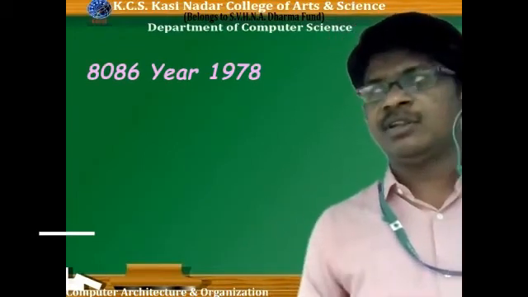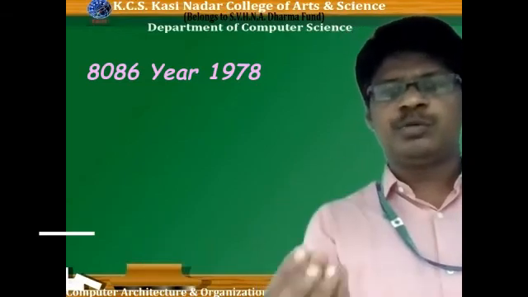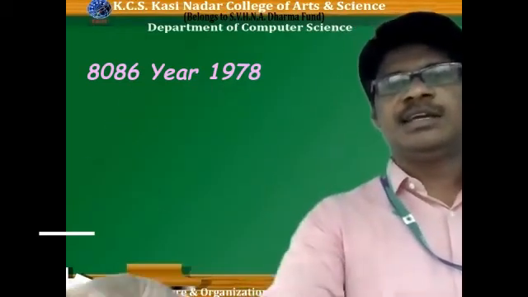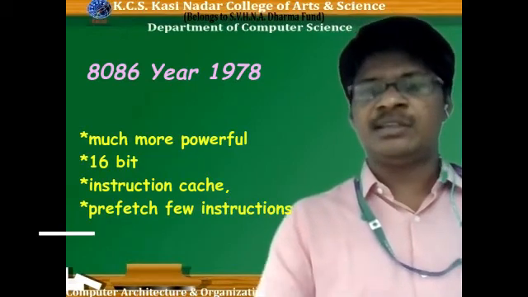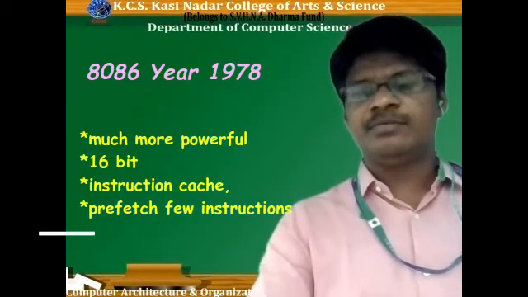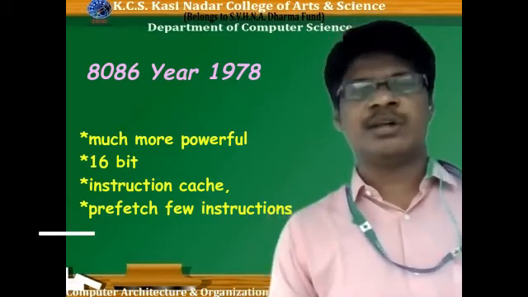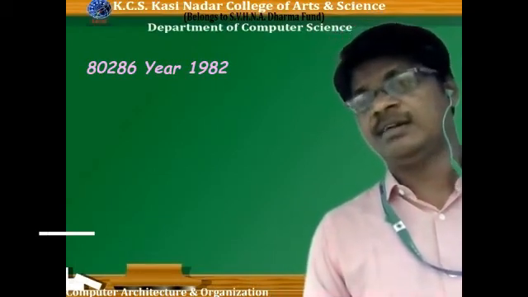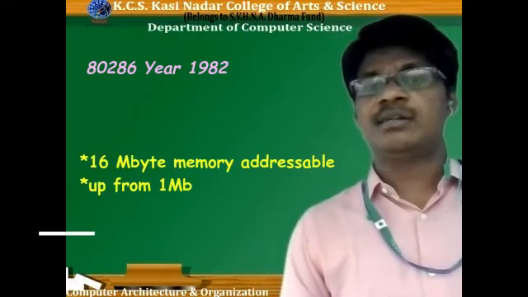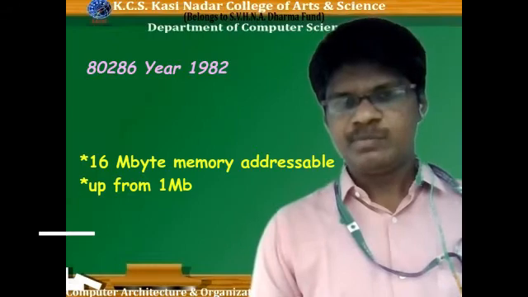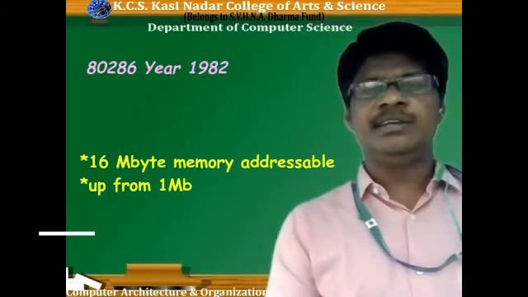After 5 years, in 1978, we had a much more powerful microprocessor than the 8080, the 8086, which has a 16-bit data path and prefetch instructions. The next one is the third generation of processors, the 80286, invented in 1982, which can address up to 16 MB of memory and is more powerful than the 8086.